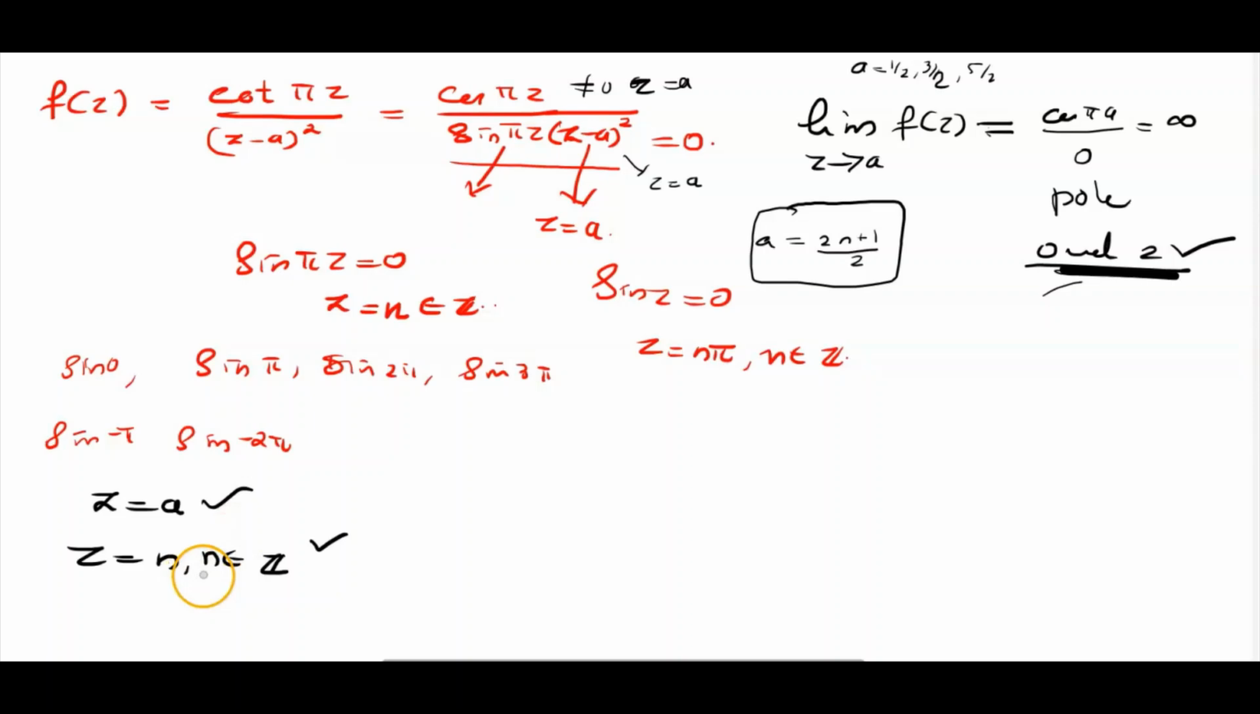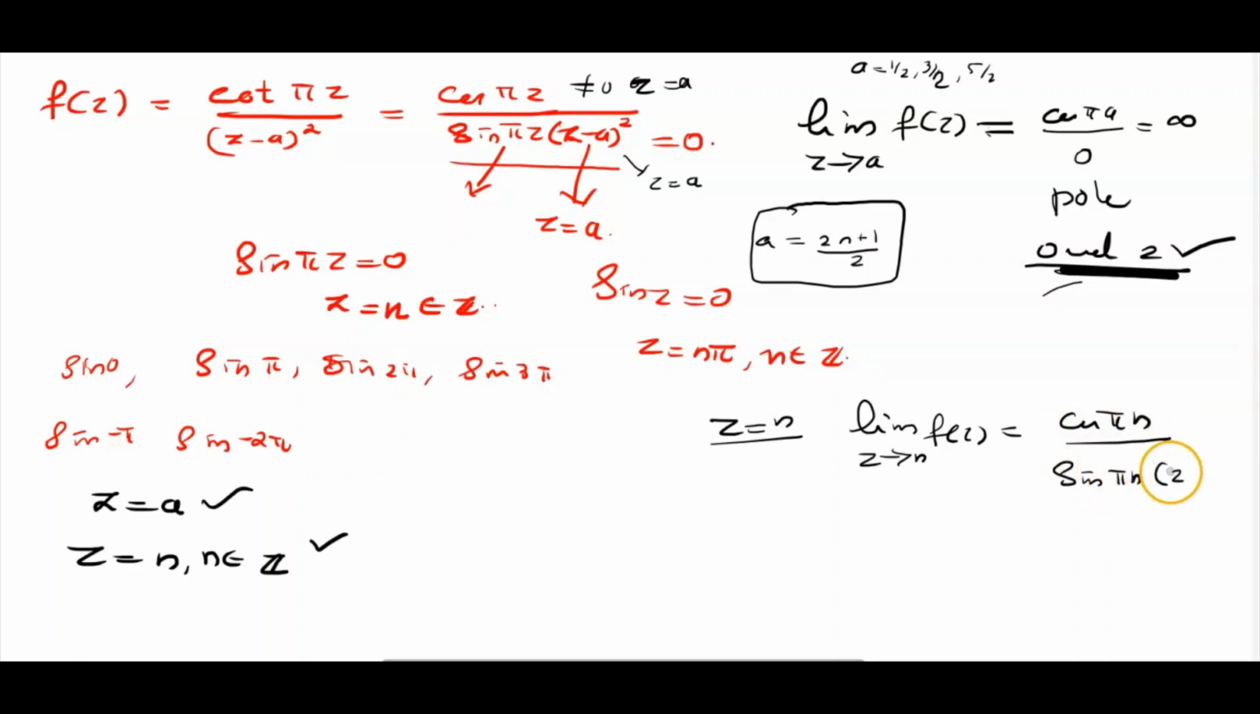Now let's find the order of z equal to n. Z equal to n, clearly is a pole. When we take the limit z tends to n of f of z, cos pi n and sin pi n times (z minus a) all square. This is not equal to 0, when a is not an integer. Sin pi n is 0 for n an integer. Cos pi n is not equal to 0 for an integer. So clearly this is cos pi n, a finite number. Cos pi n is a finite number between minus 1 and 1, and the denominator is 0. This is infinity. So it is a pole.